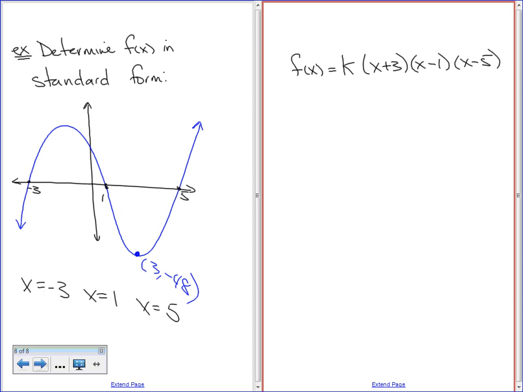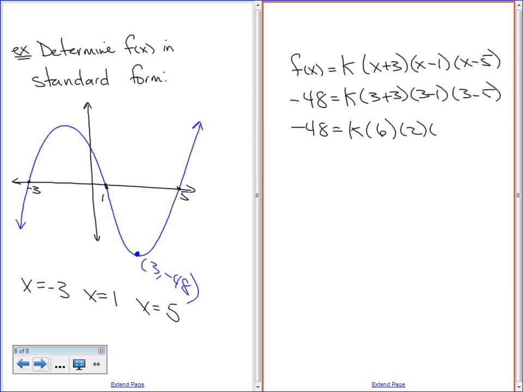The only thing I still need to figure out is my k value. How do I figure out my k value? Excellent. Okay, so this point satisfies the function. So it's saying when I substitute 3, I should get -48 as my answer. So that allows me to substitute in -48. K I don't know, but all the x's I know is 3. I get negative 48 is equal to k times 6 times 2 times negative 2, which is negative 48 is equal to negative 24 times k. Divide both sides by negative 24, and k is equal to 2.